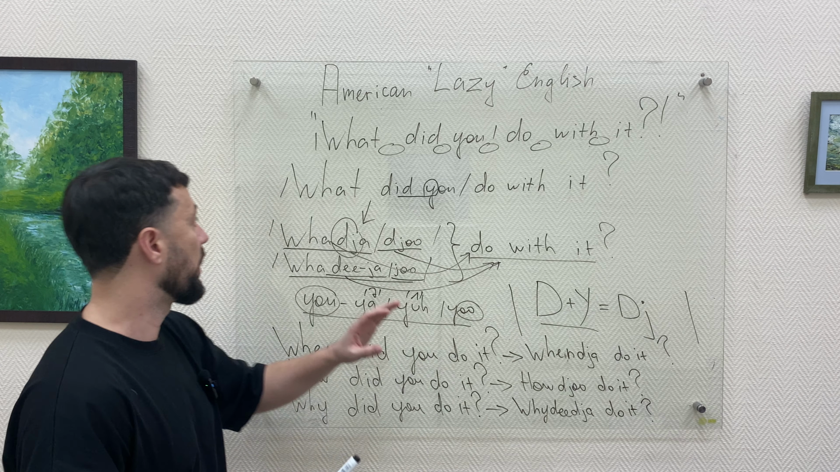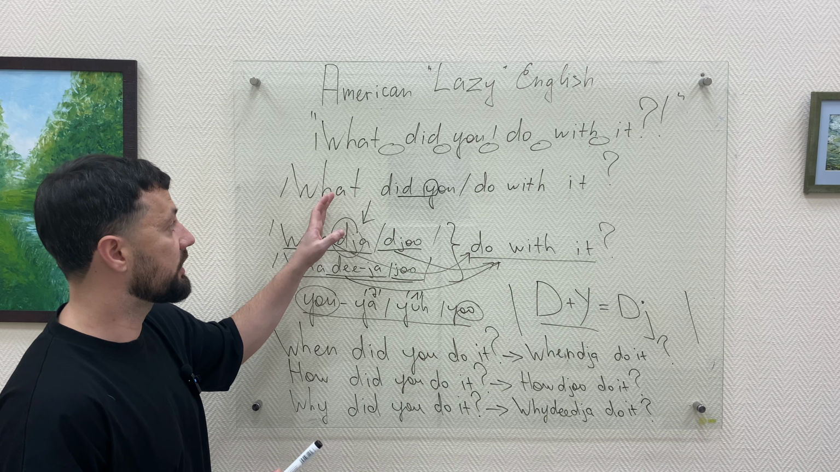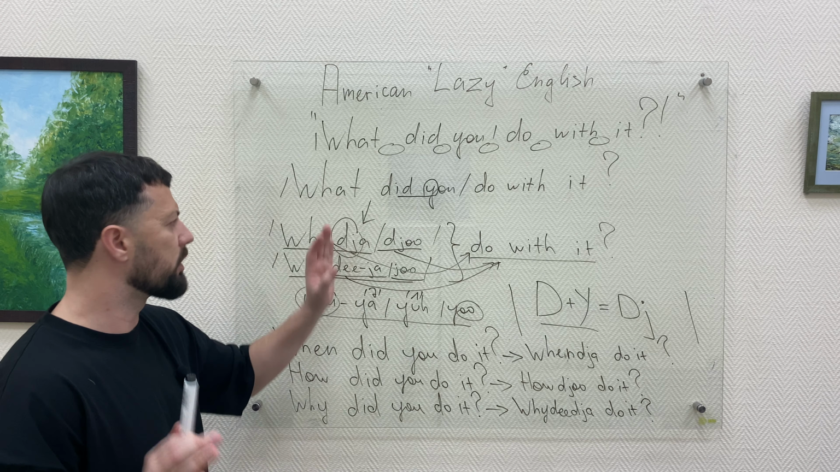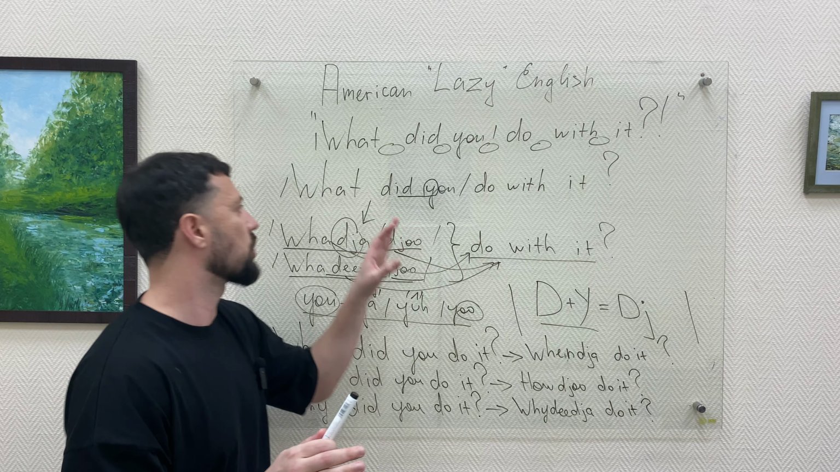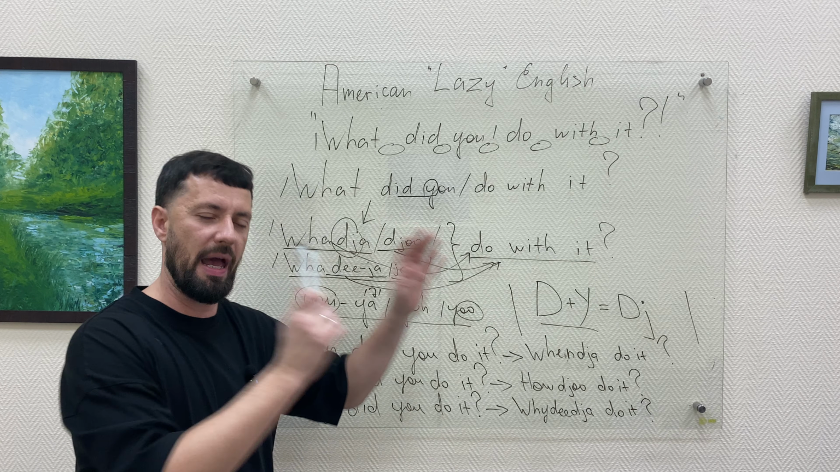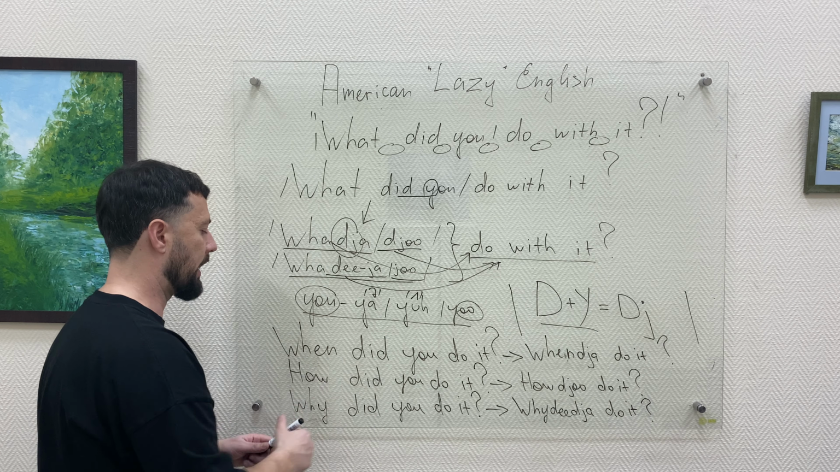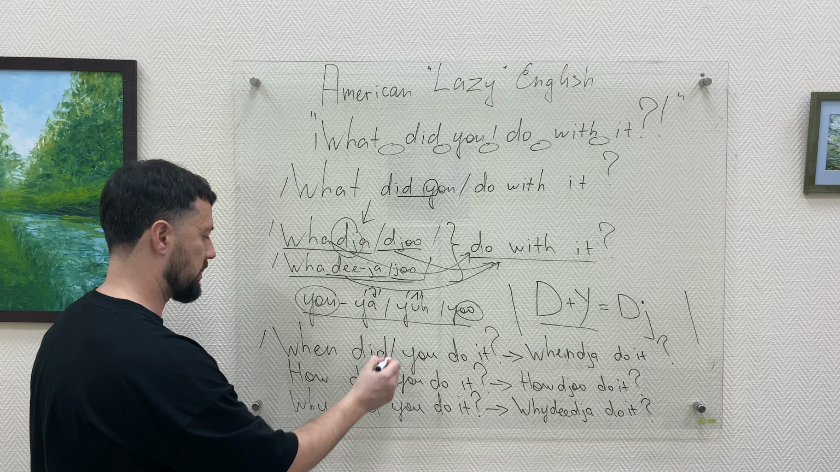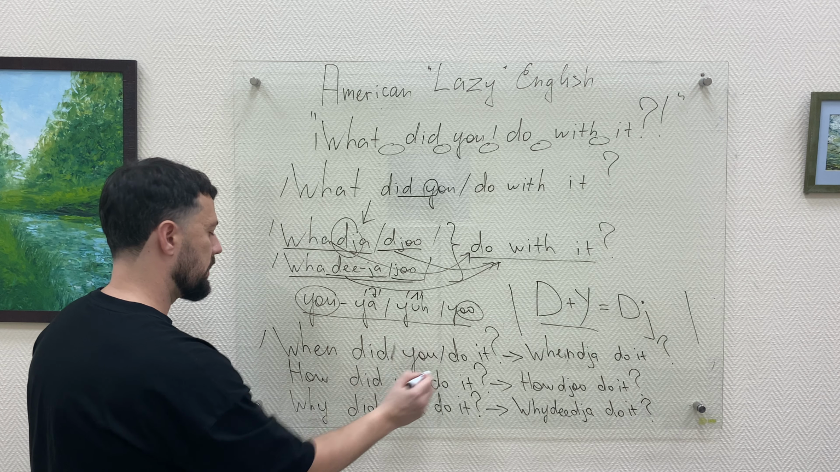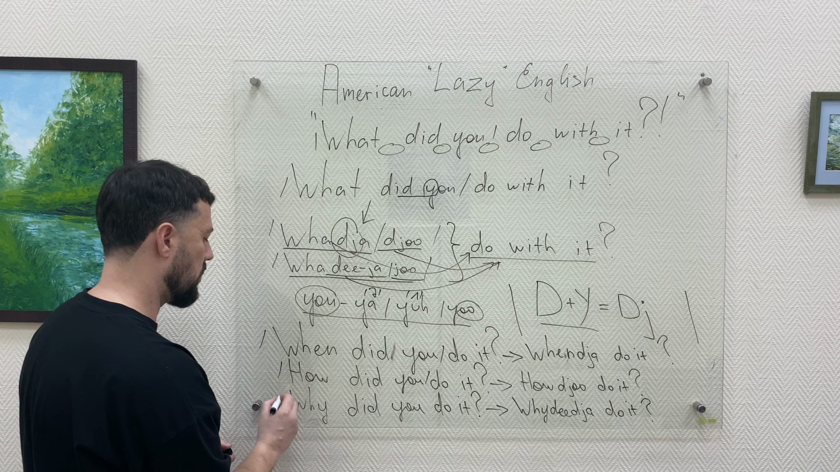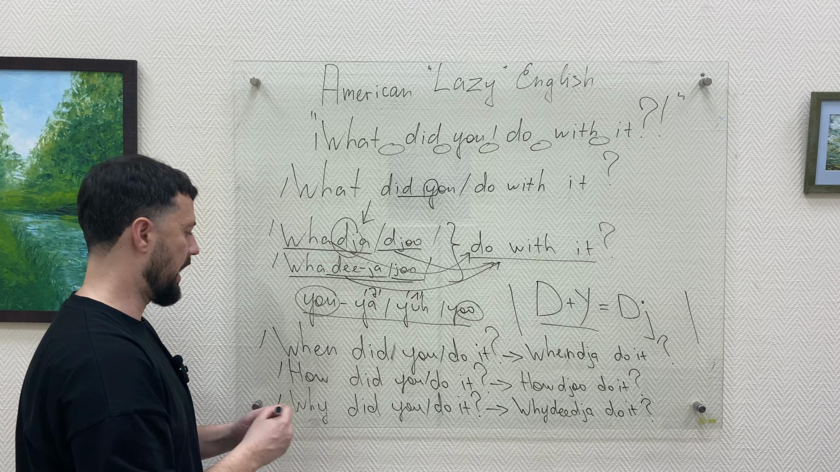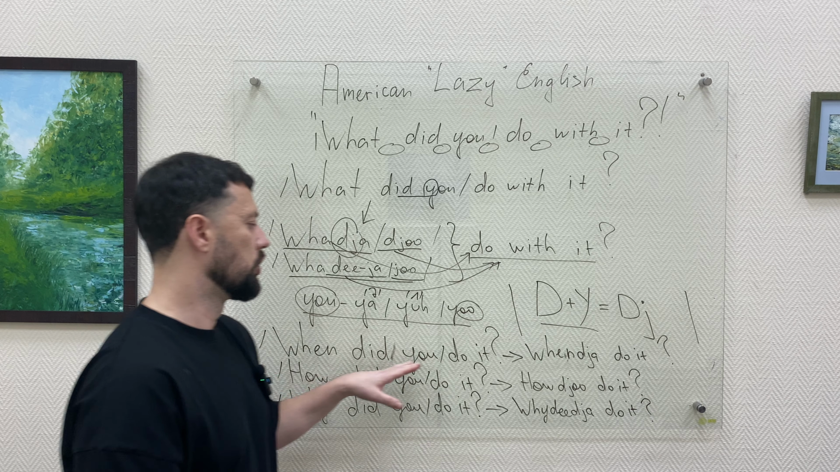Again, the sequence: WH question, auxiliary verb. So today we're talking about did, okay? Past simple tense, okay? So let's take a look at other combinations. So we've got when did you, how did you, and why did you, okay? So when did you do it?